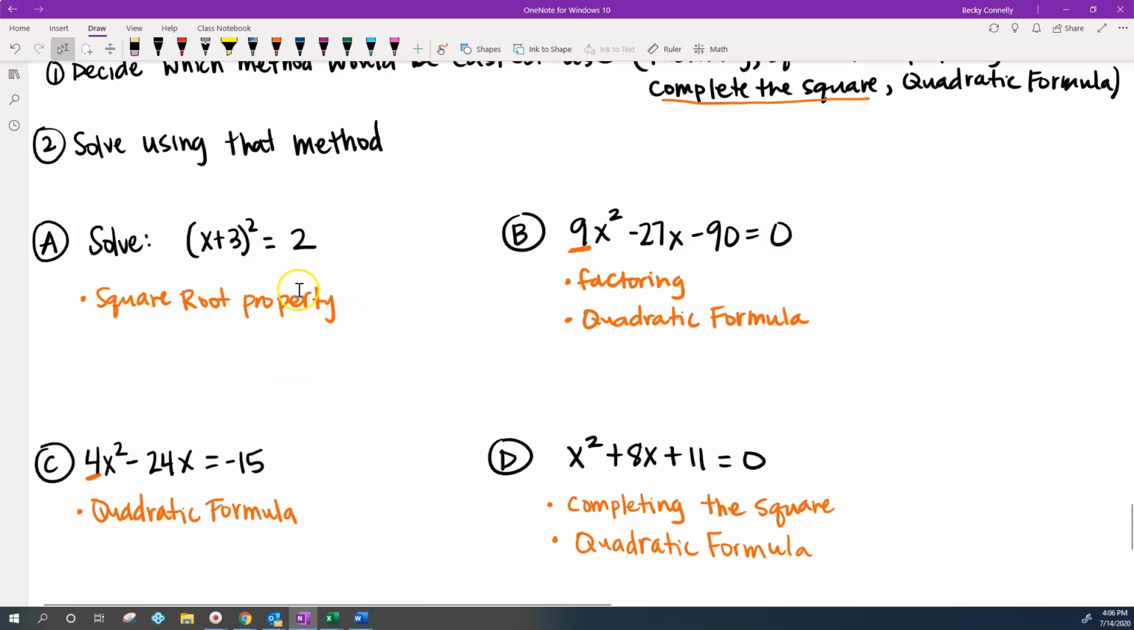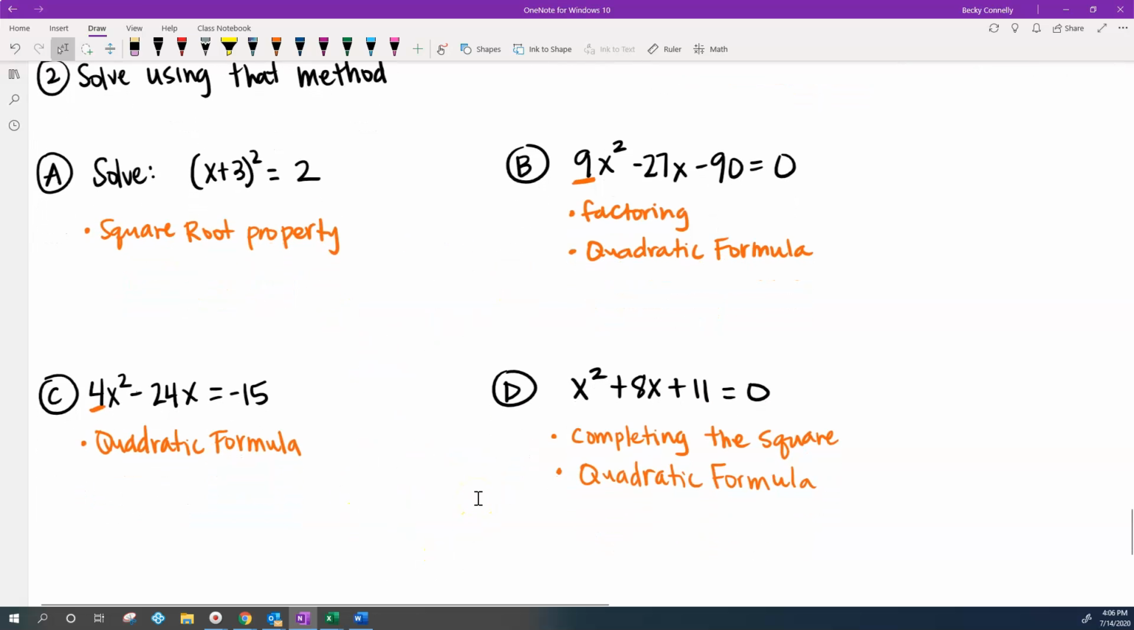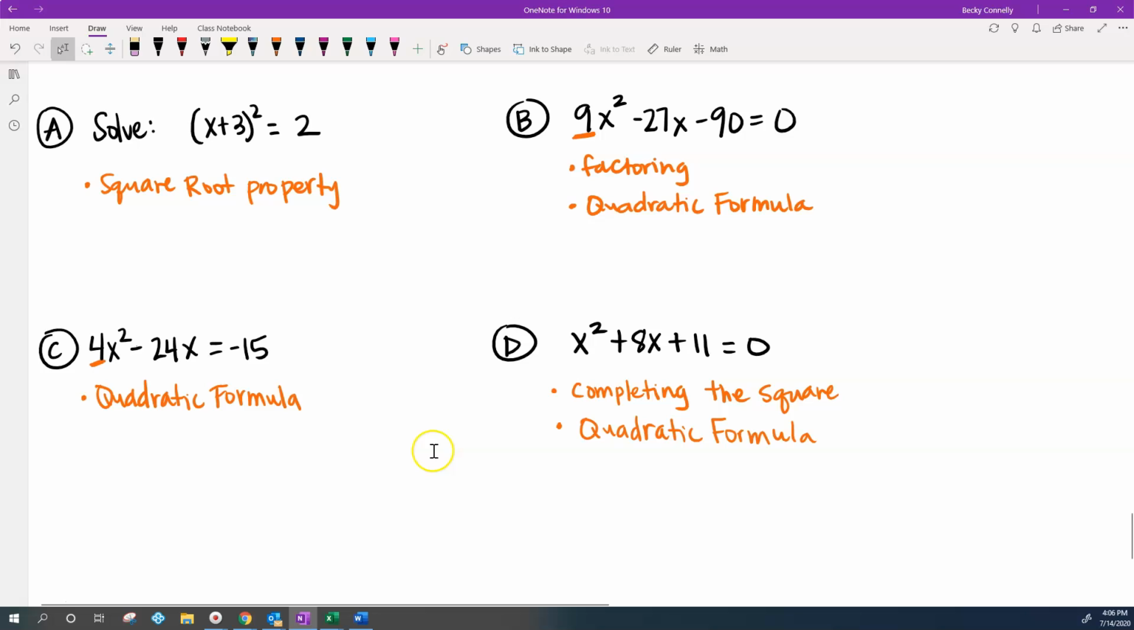So I want you to try these 4. I know we're kind of out of time here, but I want you to try those 4 and make sure that you know how to solve those, the way that you picked specifically on these, and make sure you understand when it's a good time to use which type of method to solve these. Okay.